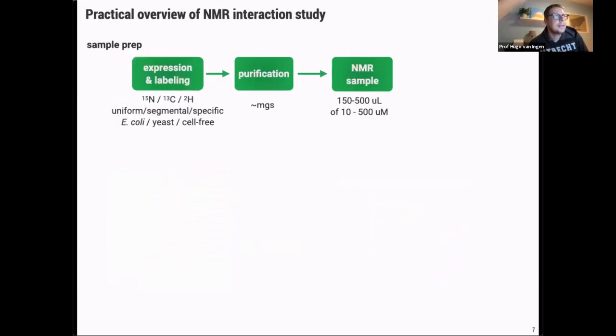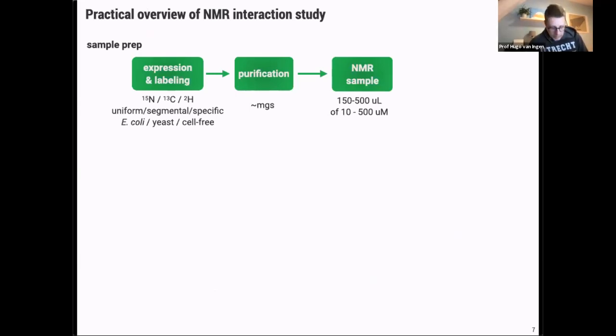So practically what you will have to do if you pursue an NMR interaction study is, first, of course, you have to make your sample, which means that you have to isotope label your protein with the NMR active versions of nitrogen and carbon that are 15N and 13C. And also often you have to incorporate deuterium as well.